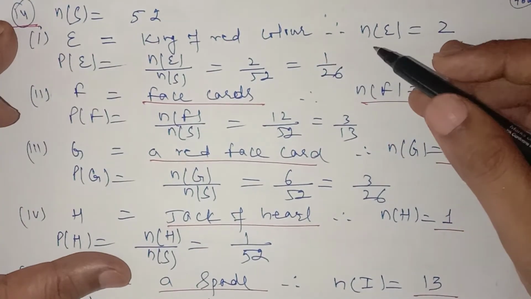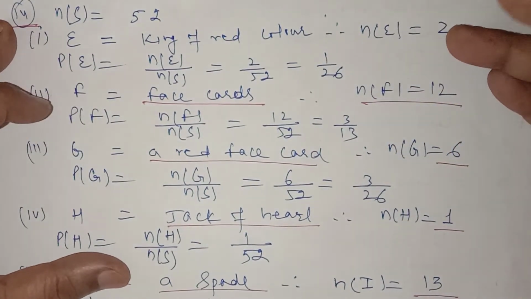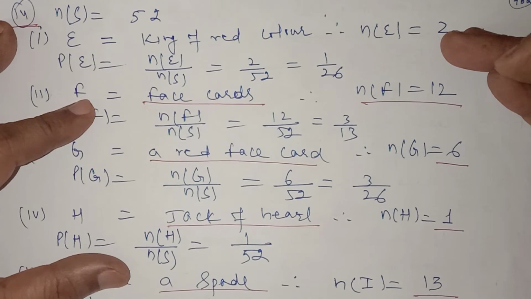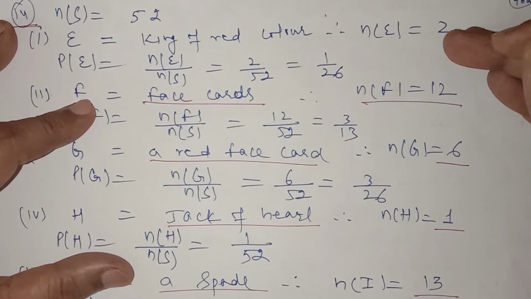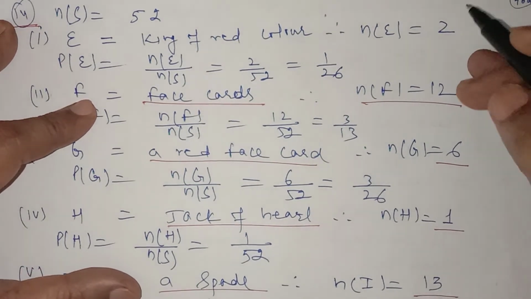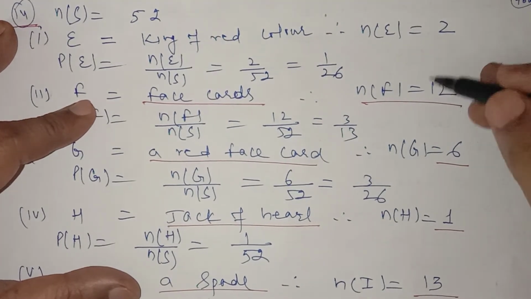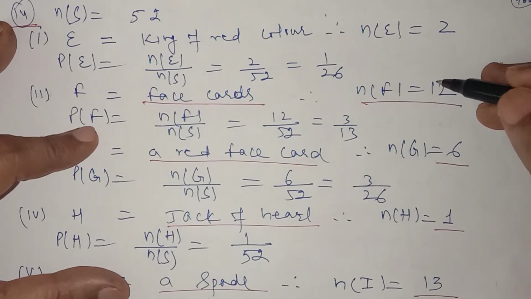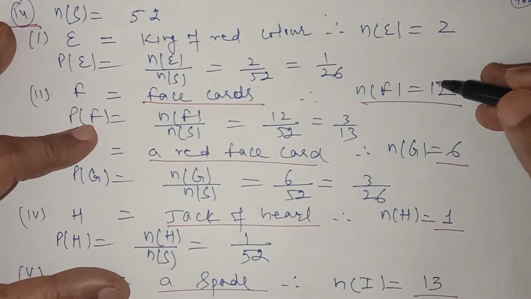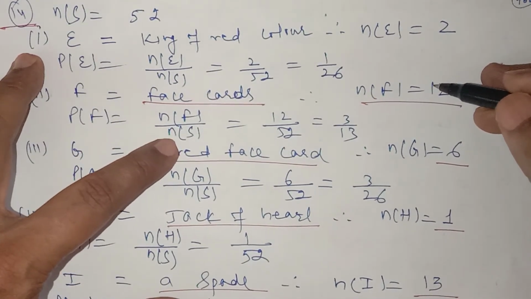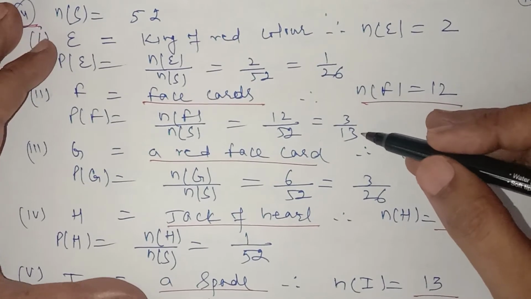In the second part, you have to find the probability of getting a face card. So in the beginning of the chapter, I told you what the face cards are. There are 12 face cards in the pack of 52 cards. So the number of favorable events here will be 12, that is the face cards. Let the event be F. The probability of F will be equal to n(F) upon n(S), which is 12 upon 52, that is 3 upon 13.